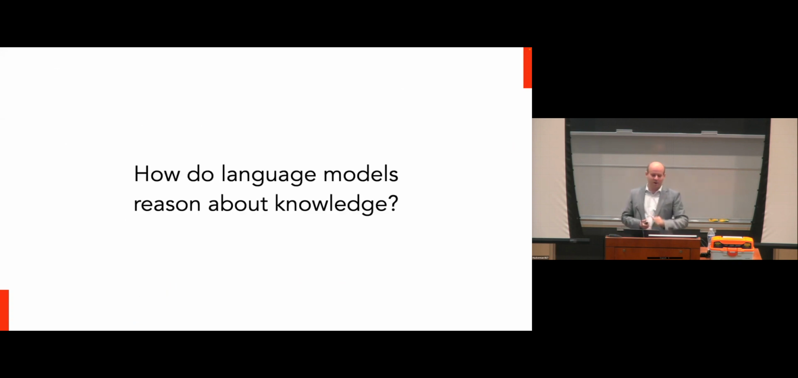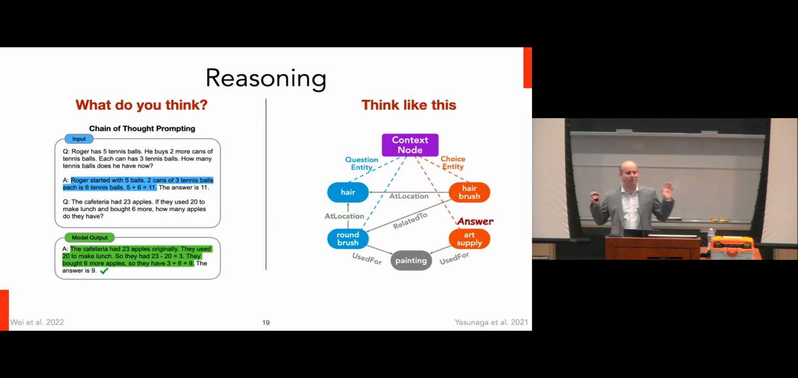This is how language models reason about knowledge. Well, we also don't really know how they do that. But in general, when we look at the different ways in which we design language models to do reasoning, I'm going to give you a very simplistic view of it here, that we generally have two approaches.